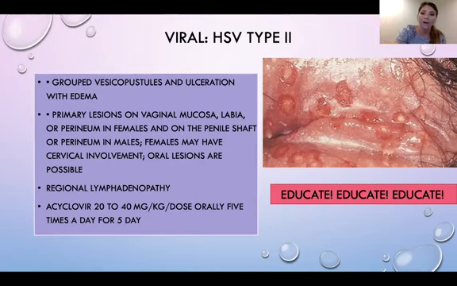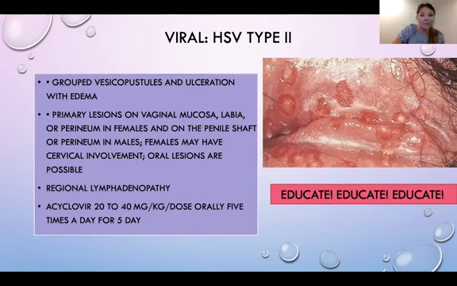So, it talks about grouped vesicopustules and ulcerations. I usually see that's what they look like. That's what I would describe them, ulcers. Sometimes they can be blisters that haven't busted open yet. When they do bust open, they look like an ulcer. So they're usually really painful, like an ulcer too. So patients will complain that they're burning really bad. They'll say, I can't even wipe after I go to the bathroom. I can't even sit down because it's just burning so bad.